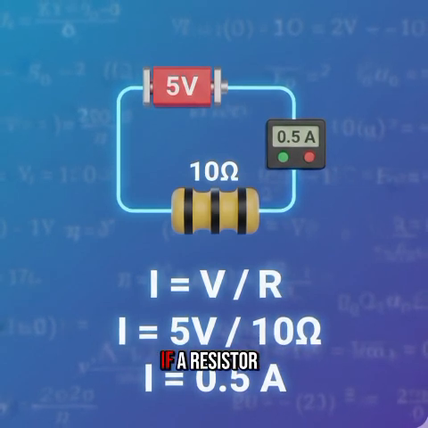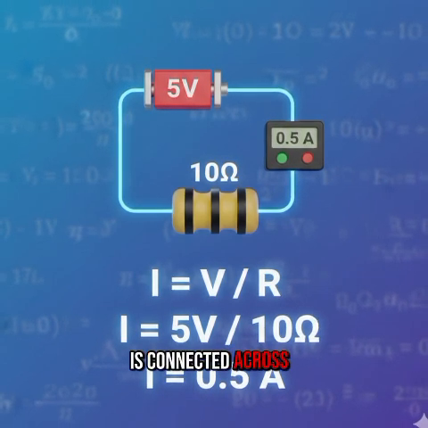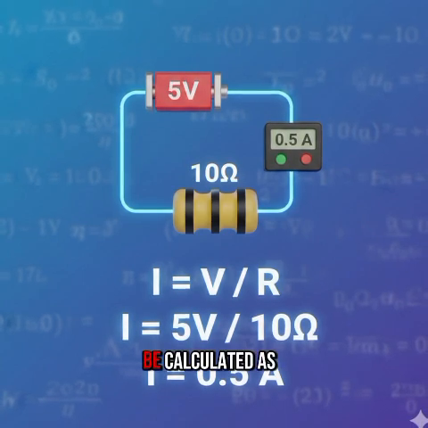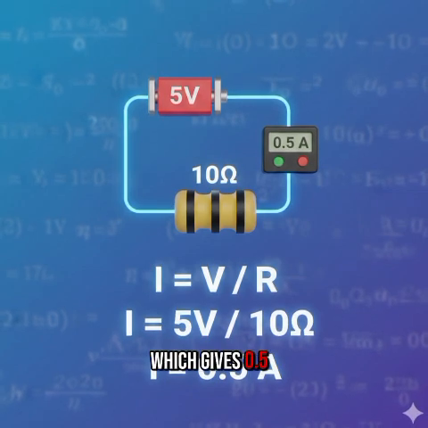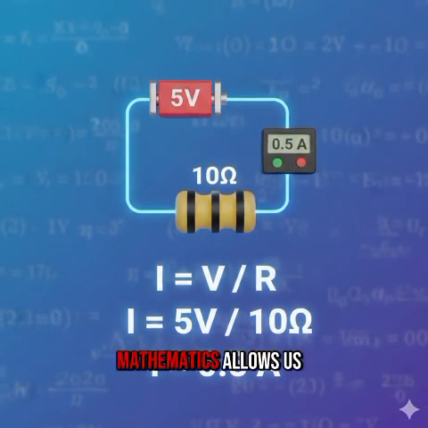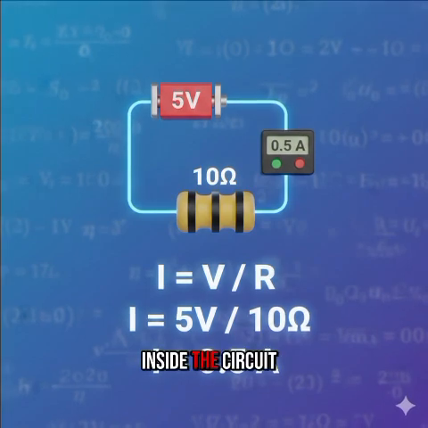For example, if a resistor of 10 ohms is connected across a 5-volt supply, the current can be calculated as I equals V divided by R, which gives 0.5 amperes. This shows how mathematics allows us to predict what happens inside the circuit.